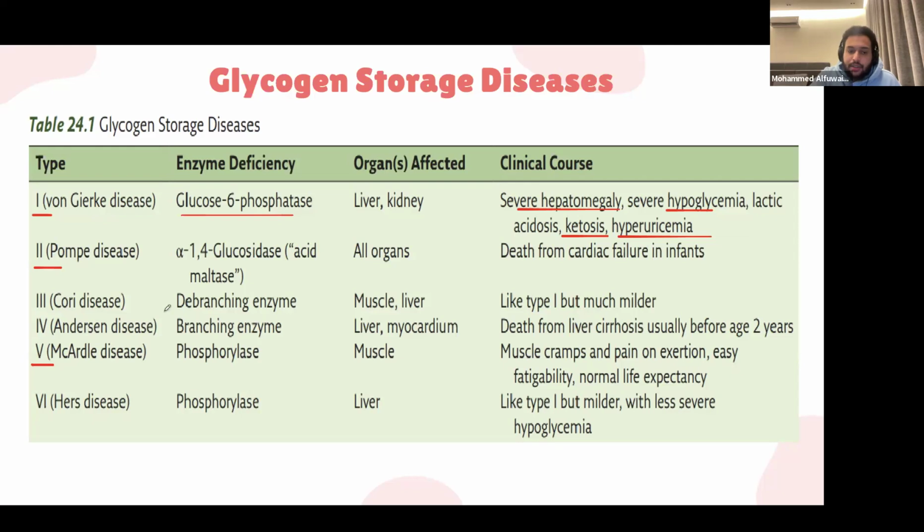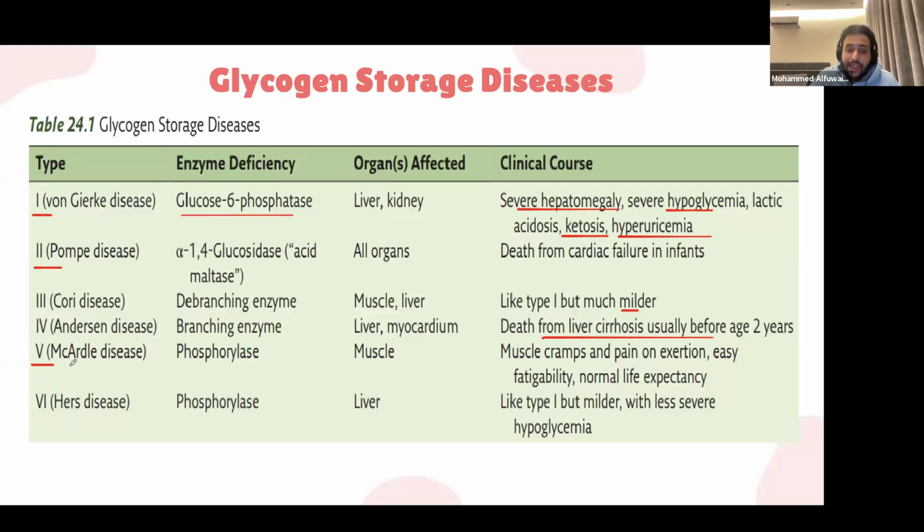Cori and Andersen. Cori is due to CD and then AB. Okay. Andersen, B and then CD. Okay. Andersen, branching enzyme, cirrhosis. Cori, debranching enzyme, like von Gierke, but mild. Okay. Again, these aren't too important. However, you might get Andersen, what's the enzyme, branching. Cori, which enzyme, debranching, okay?